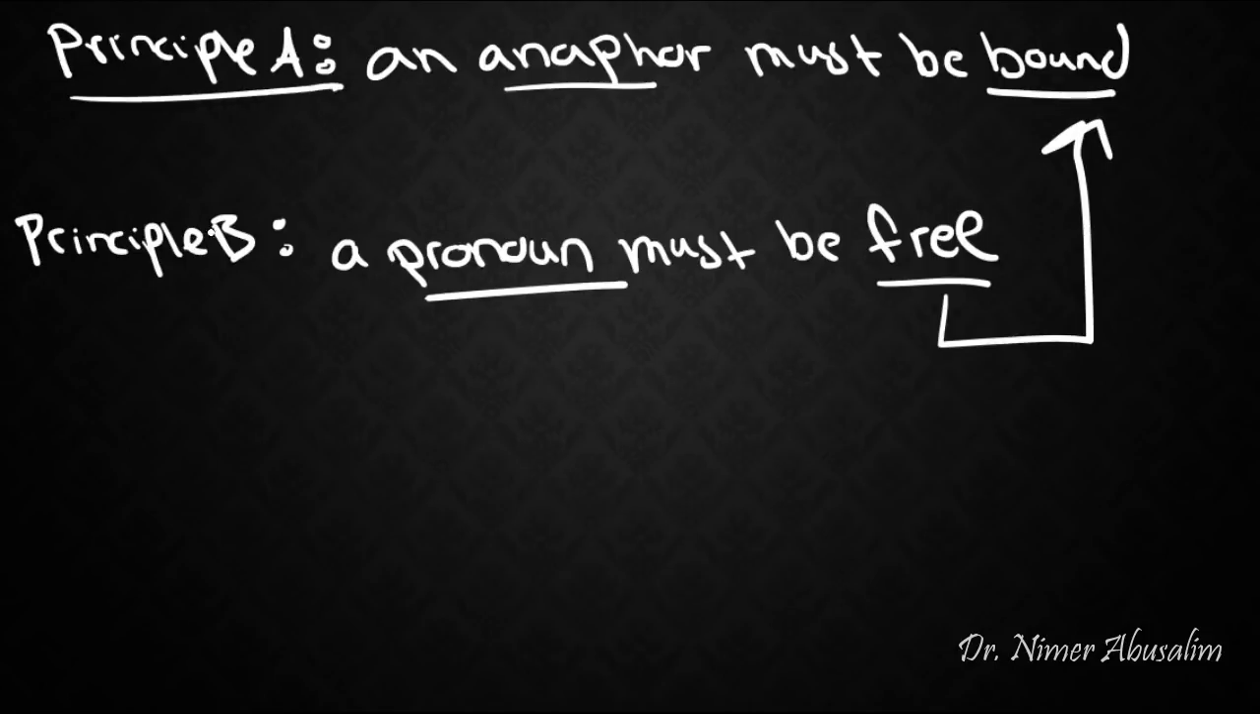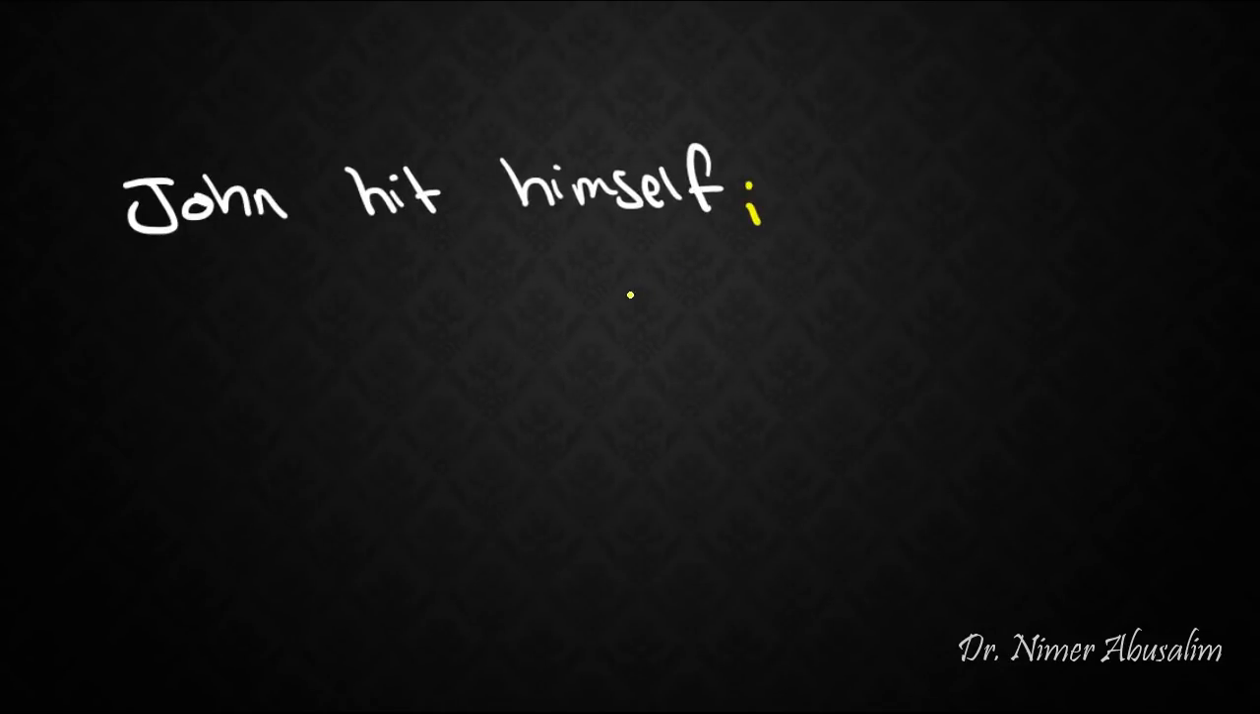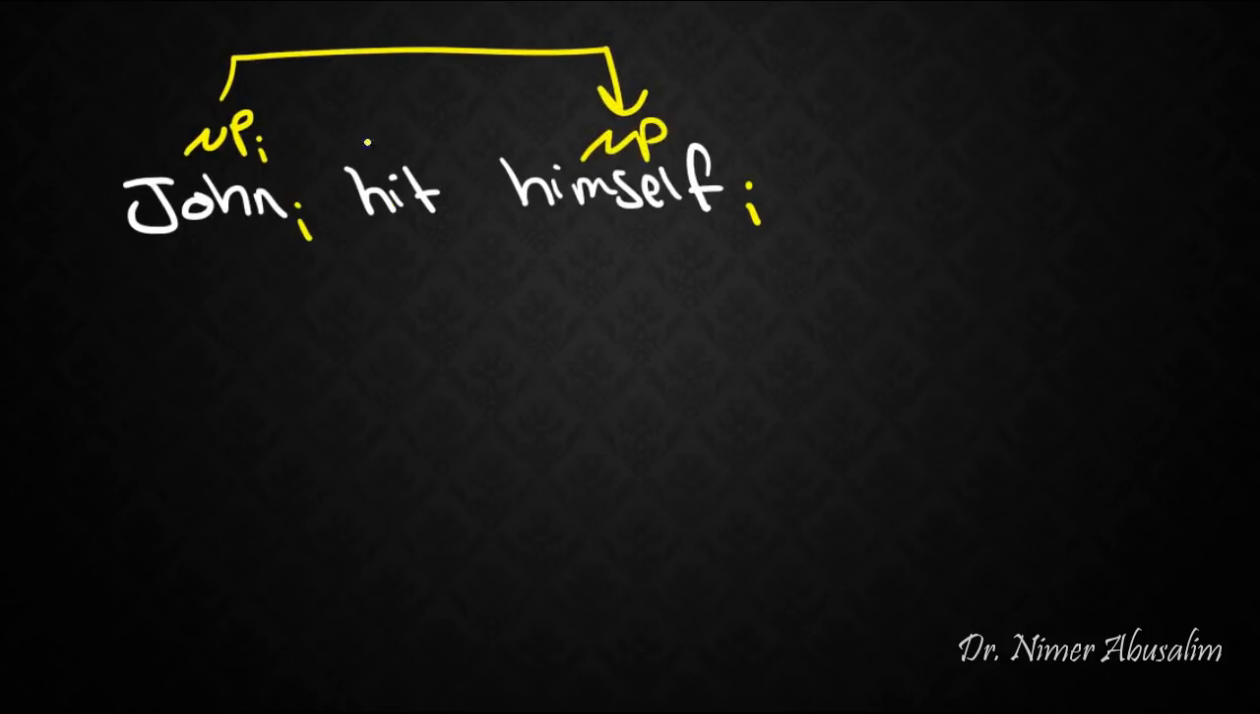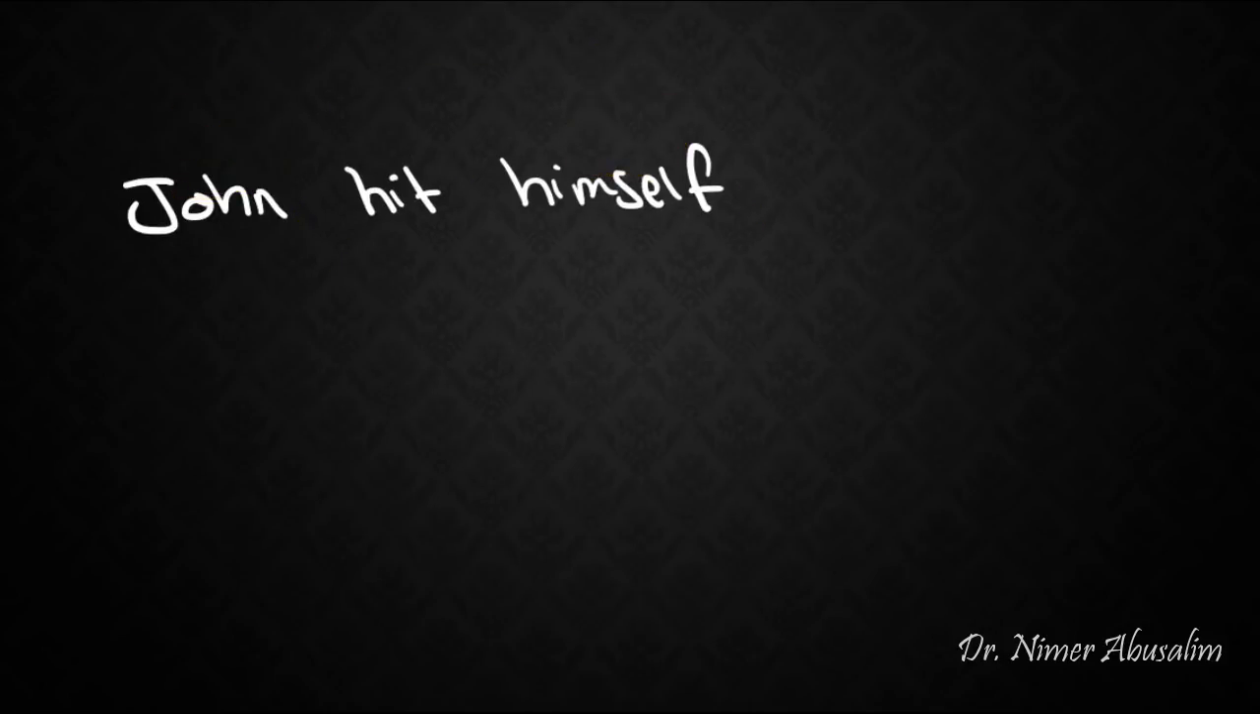So let's look at the first one, principle A. Take the sentence, John hit himself. Let's give this NP an index i and this NP an index i. Is this sentence grammatical? Yes, it sounds like a really good sentence. So this NP binds this NP because they are co-indexed, and this NP c-commands this one. So far so good.